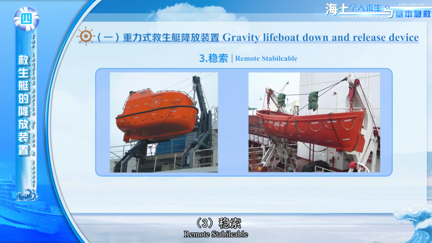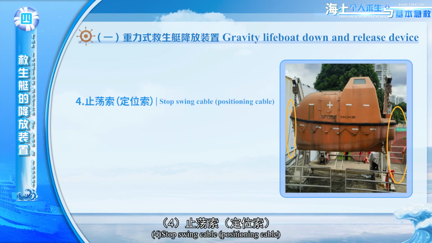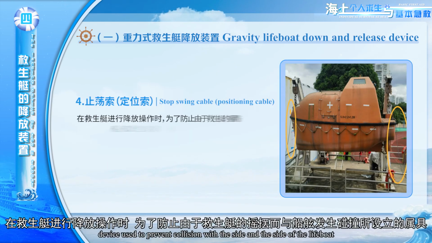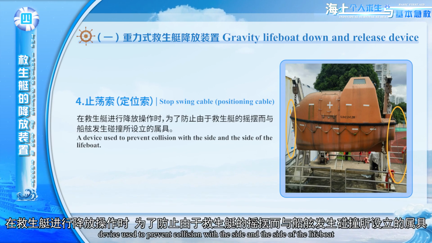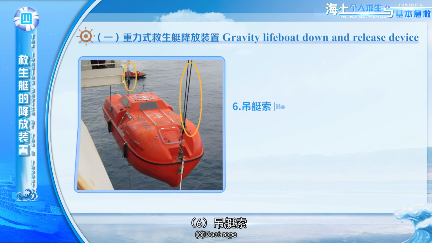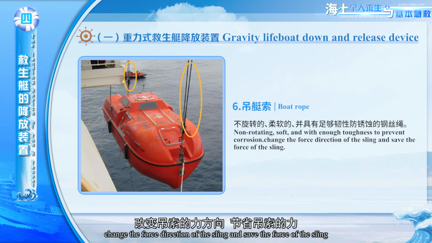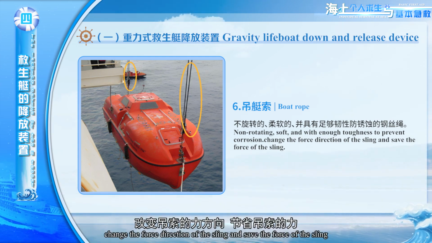3. Remote stability cable, rigging that can prevent the rocking of the lifeboat when in storage. 4. Anti-swing cable and positioning cable, devices used to prevent collision between the lifeboat and the ship's side. 5. Block, which changes the force direction of the sling and saves force. 6. Boat rope, non-rotating, soft, and with enough toughness to prevent corrosion.